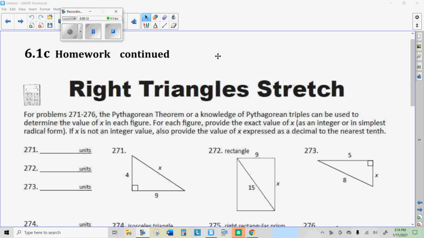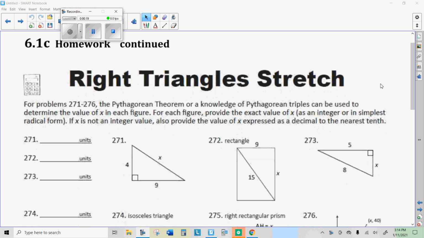We're going to stretch ourselves a little and use the Pythagorean theorem to help us solve some problems here. Go ahead and do the first one there, number 271. You should be able to handle that. That's just a straight up Pythagorean theorem problem. And actually do 273 also, and you can check back and see if you work.